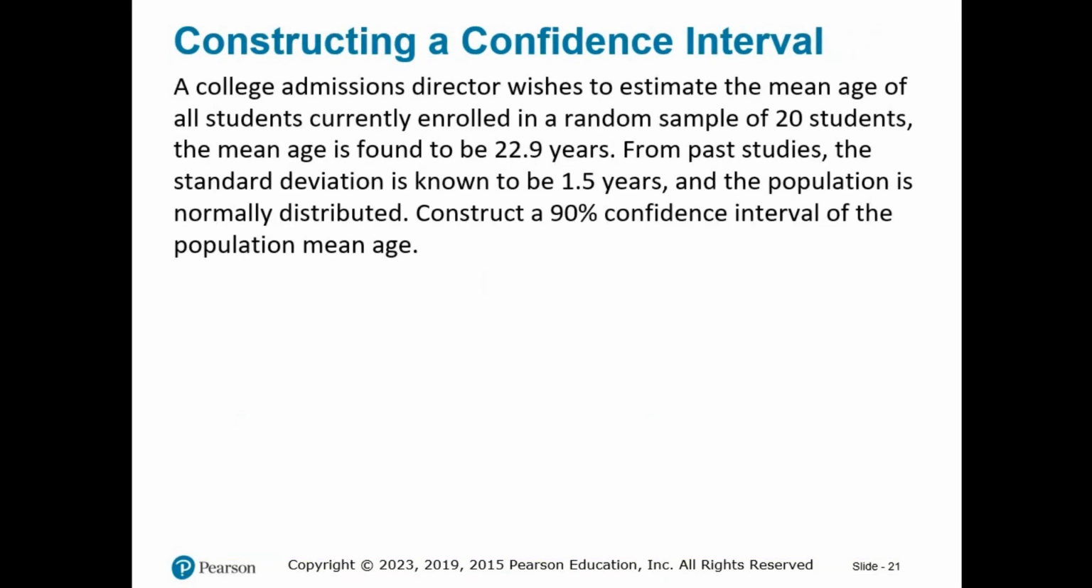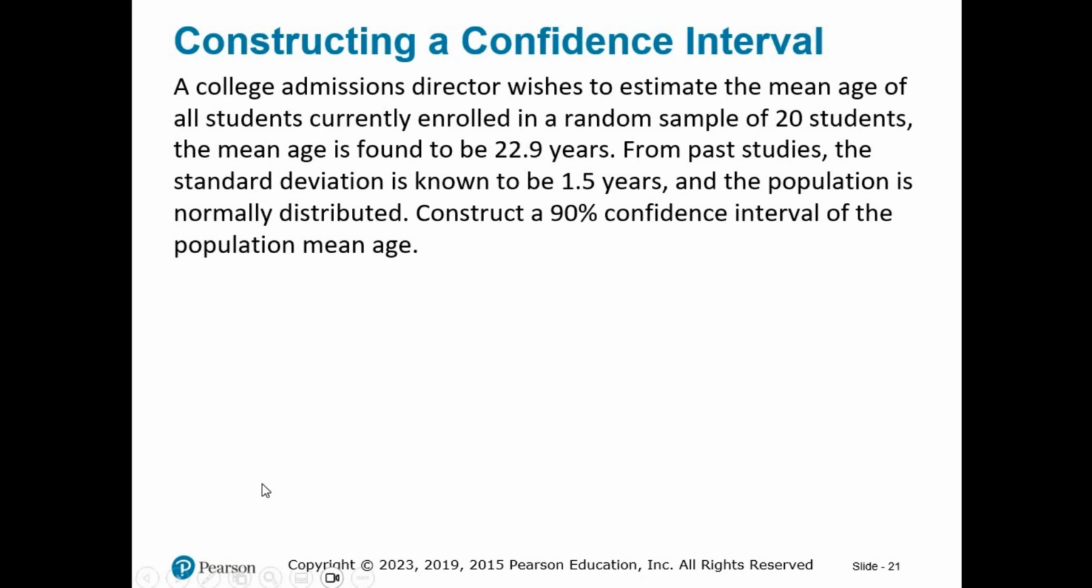A college admissions director wishes to estimate the mean age of all students currently enrolled in a random sample of 20 students. The mean age is found to be 22.9 years. From past studies, the standard deviation is known to be 1.5 years, and the population is normally distributed. Construct a 90% confidence interval of the population mean age.